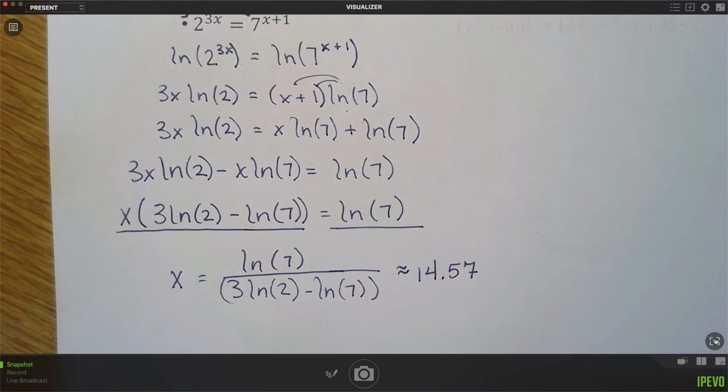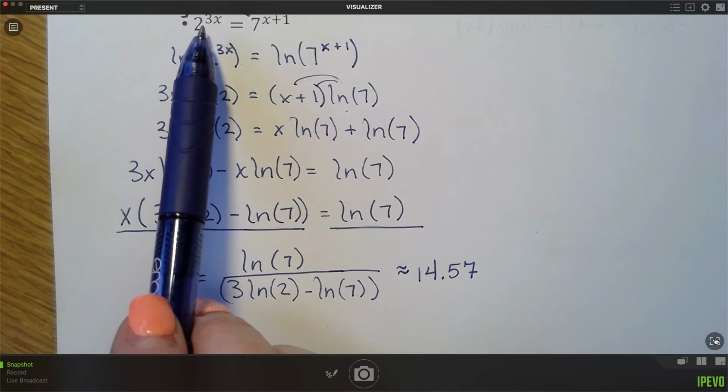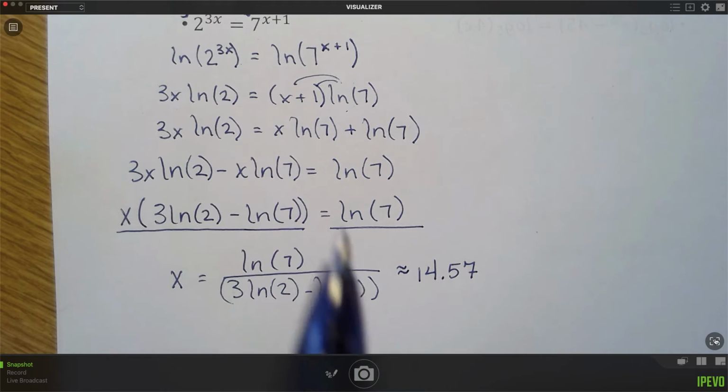Seems large. But if you think about it, you've got to get 2 to a power to equal 7 to a power. So it'd probably get pretty high before they actually equaled out, right? You probably have to go quite a ways before you found a common value.